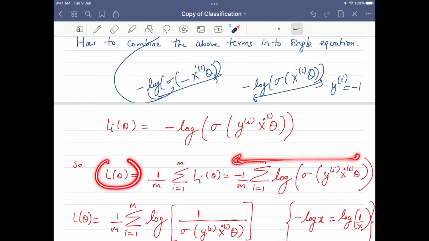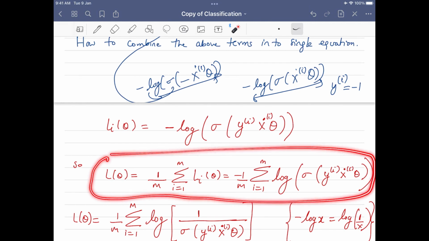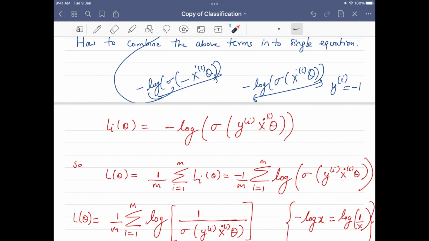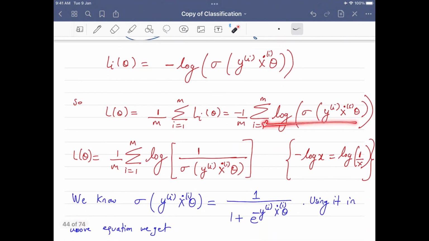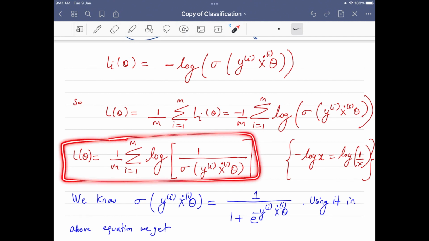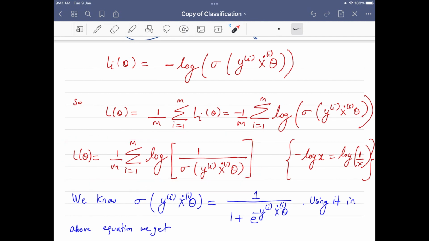This is the modified loss function when your labels are minus 1 and 1. If your labels are 0 and 1, the binary cross entropy loss function will be there. But if it is between minus 1 and 1, then the loss function is this. You can incorporate this minus inside, and you will get this answer, which is nothing but minus log of x is log 1 by x.